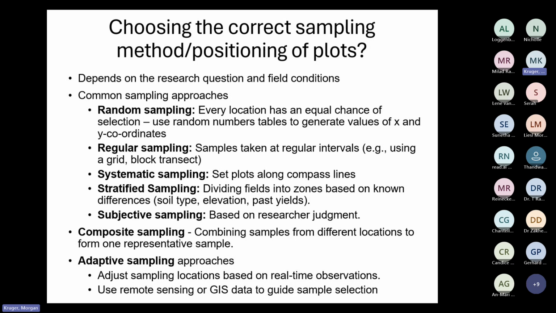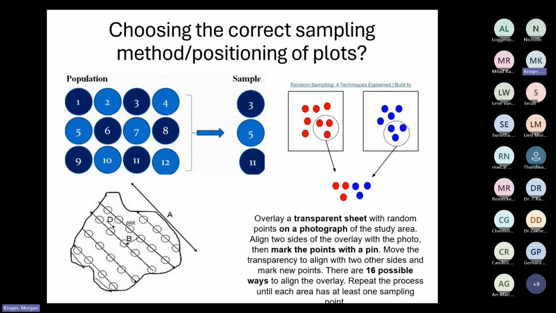So these are just the different types of ways that you can position plots and the different sampling methods that you can use. Here I just show a few of these that are commonly used. The first one shows random sampling. So every location, if those blue dots represent locations, every location has an equal chance of being selected. In stratified sampling, which is showing in the second diagram there with the red and blue dots, the field is divided into zones based on known differences, for example, soil type, elevation, or past yields. And then from each of those zones, sites are randomly selected for sampling.